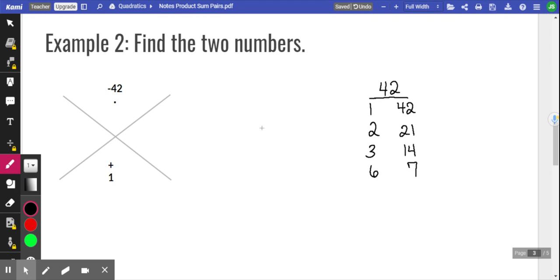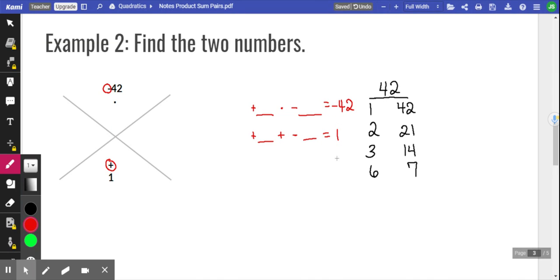So this is where I've got to remember some rules about my integers. I've got all of them here. I need to multiply to be a negative number, which means I'm going to have one positive number times a negative number in order for that to work. I also want to add to be a positive 1. So my numbers need to multiply to negative 42 and add to be a positive 1. I need one to be a positive and one to be a negative.